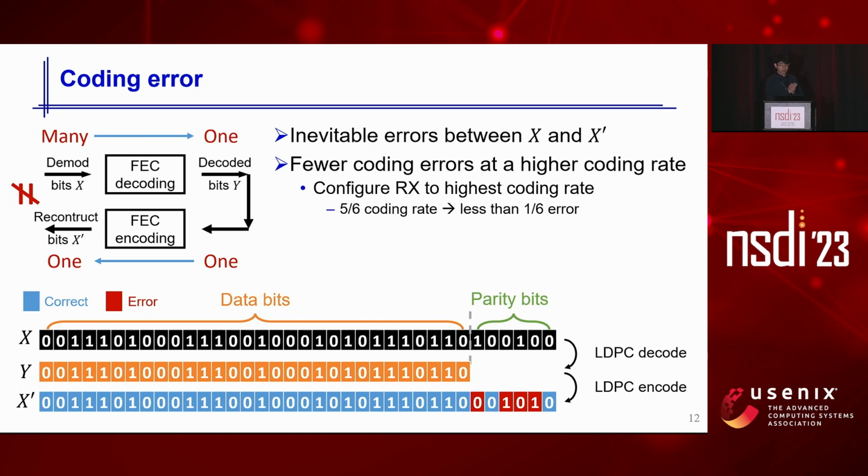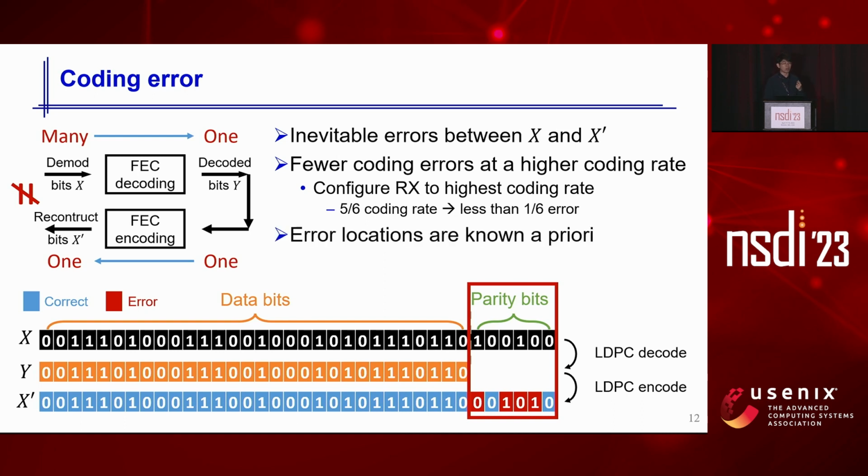In the paper, we proved that with the OOK modulated signal, after the decoding procedure and the reverse encoding, the error bits will always be located at the parity bits block. This leads to the second observation that the error locations are known a priori and evenly distributed. Then the residual bit errors can be easily fixed by applying convolutional coding to the original bits.